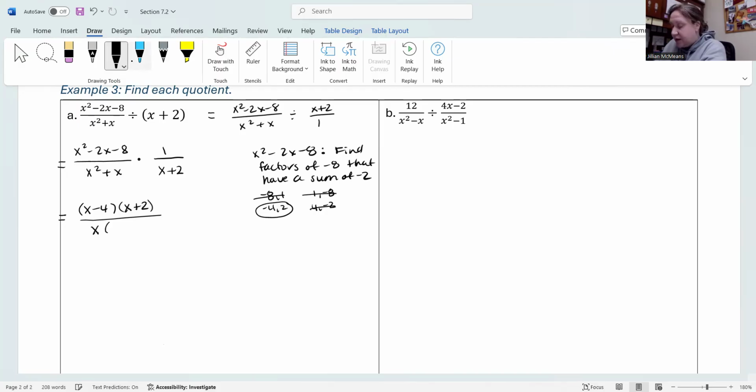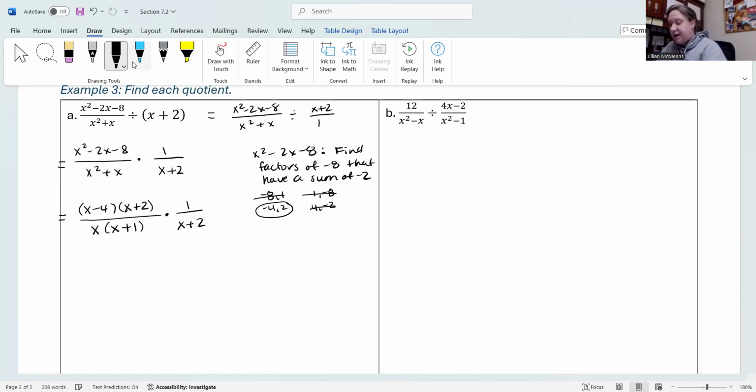So I want to factor out my GCF of x. Well, x squared divided by x is just x. And then x divided by x is 1. And then my second rational expression is just 1 over x plus 2. I don't have to do any factoring there.